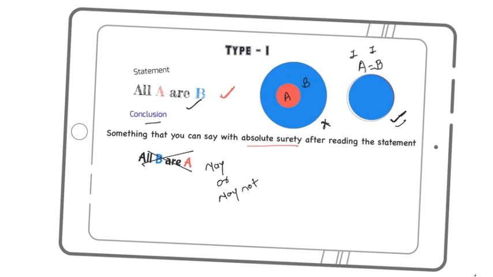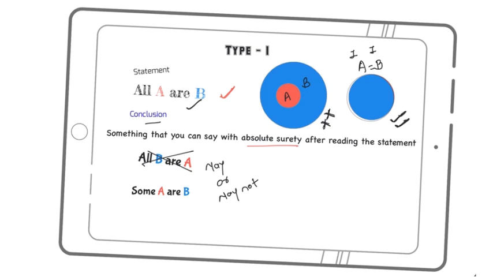Because in the first case it is happening, in the second case it is not happening. So this may happen or may not happen. That's why from the statement all A are B, I cannot conclude all B are A, because that is not definite. That may happen, may not happen. That's why all B are A is not my conclusion.